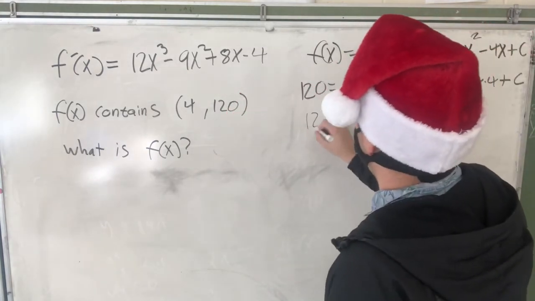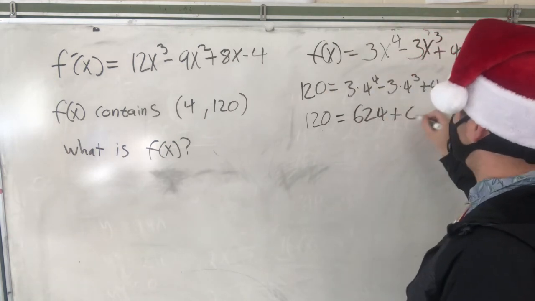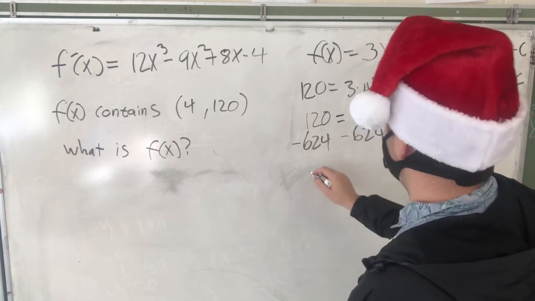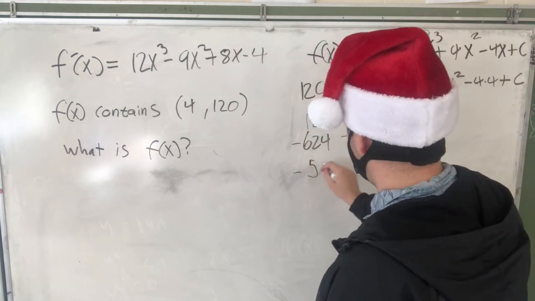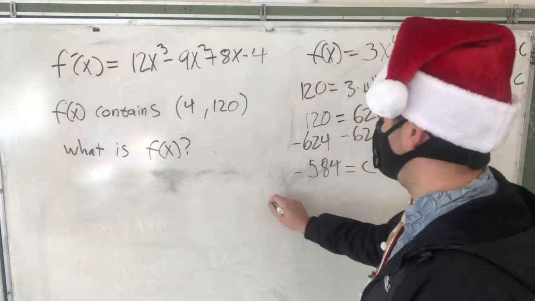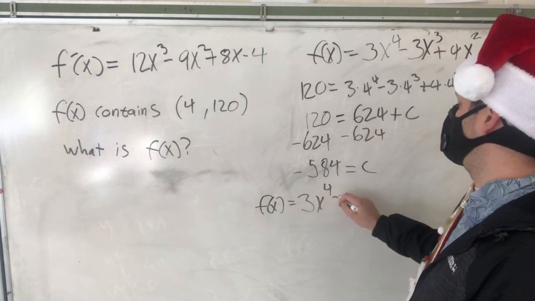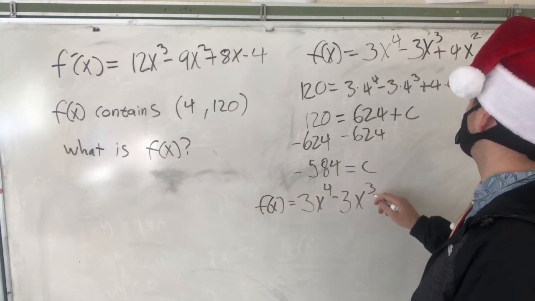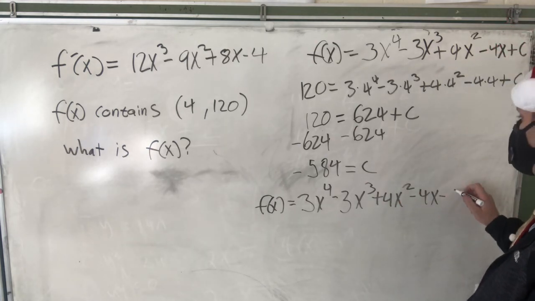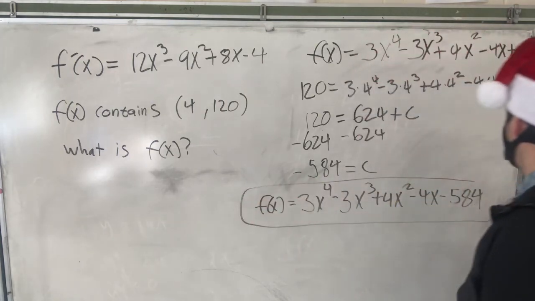So I've got 120 equals 624 plus c. I minus 624 from both sides. That gives me a total of negative 584 is c. So the initial equation is f of x equals 3x to the 4th minus 3x cubed plus 4x squared minus 4x minus 584.